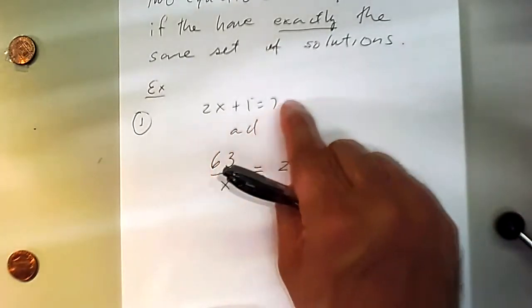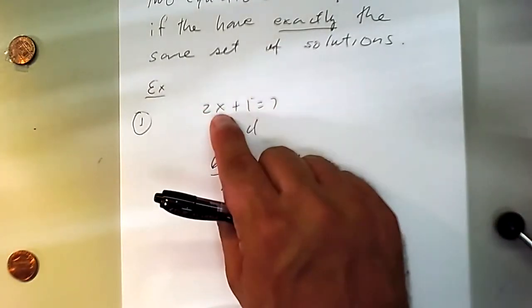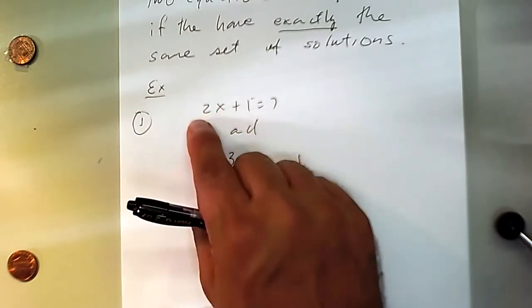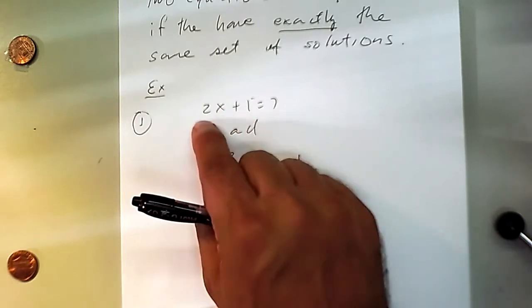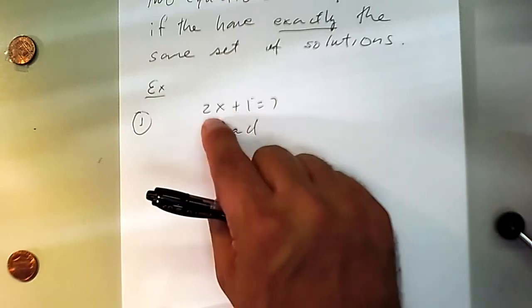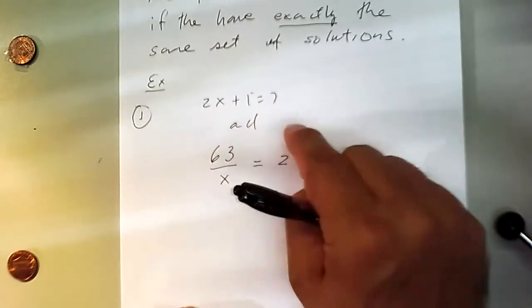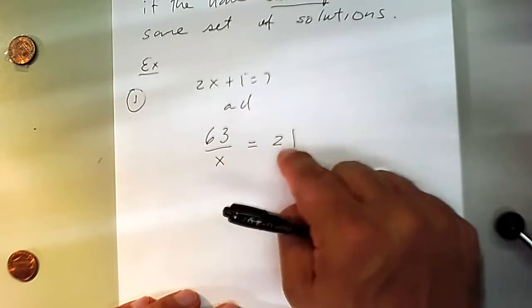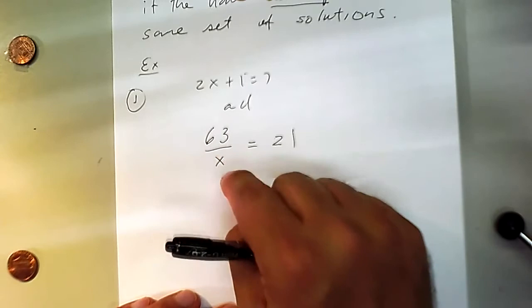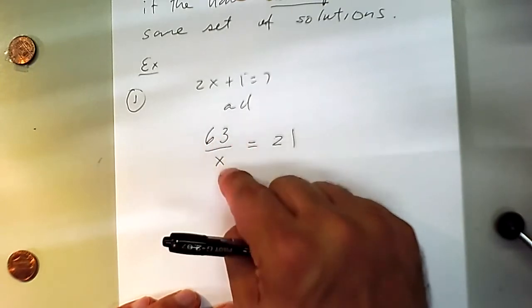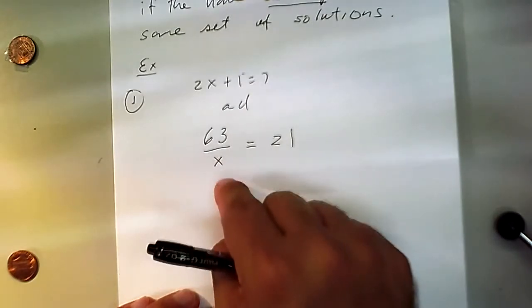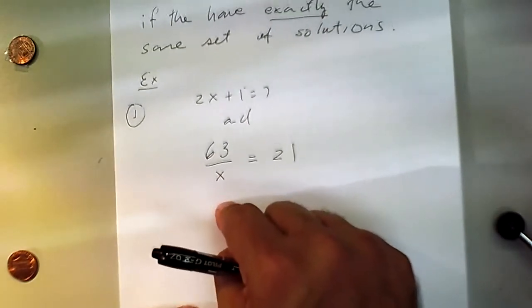The only number that causes this to be a true statement is 3. 2 times 3 plus 1 will be 7, and that's the only time. No other time will this be 7. And the only time we get 21 when we divide 63 by something is when x is 3. It will never, ever happen that 63 divided by a number is 21 unless that number is 3. That's the only time ever that it will happen.